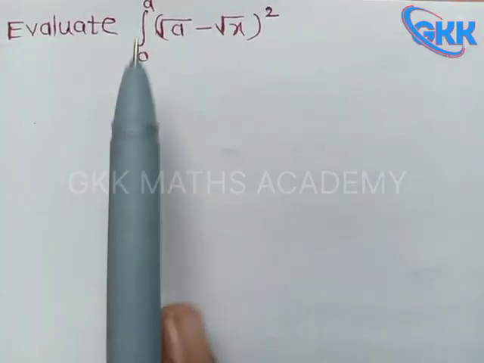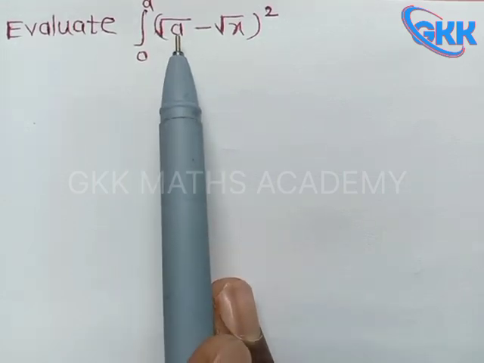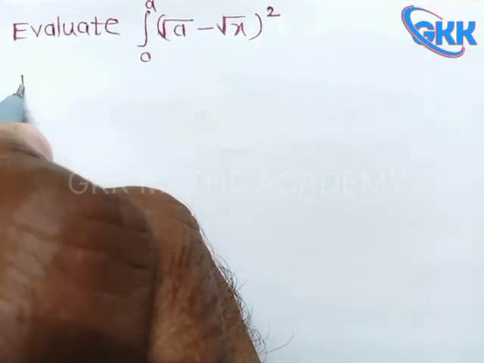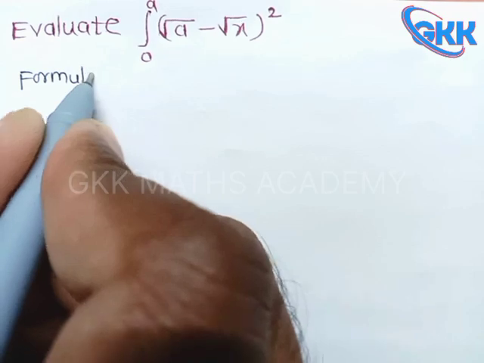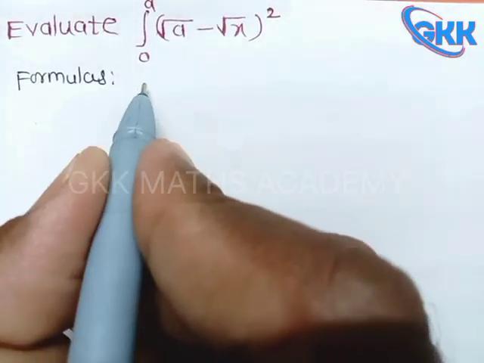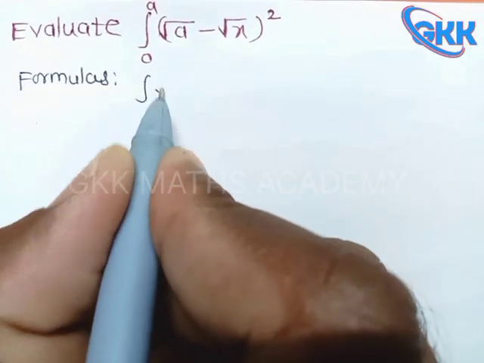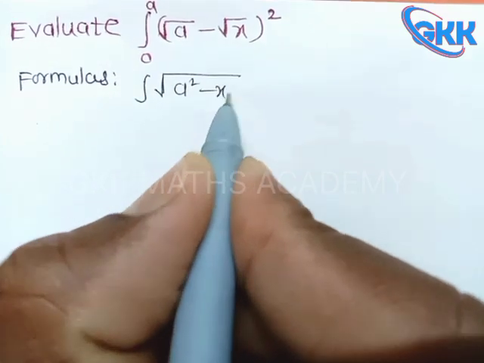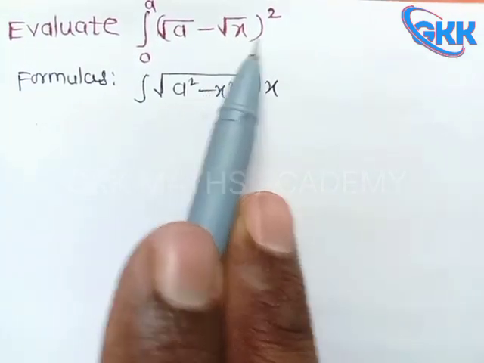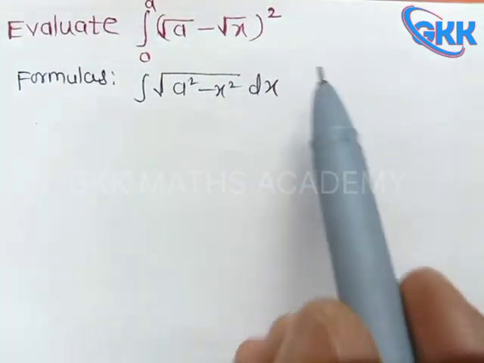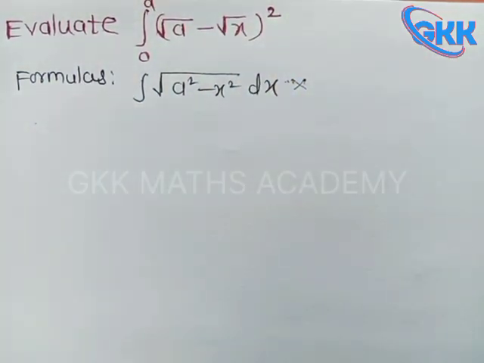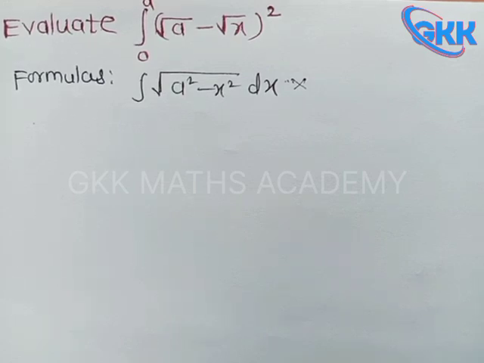Evaluate the integral of 0 to a of square root a minus root x whole square. Now, the formulas we are going to use. In this one, please try to observe here. Most of the students get confused, as it is in the form of a square minus x square dx, as in the previous one, but this is square root a minus square root x whole square. We are not going to use that formula. So here a minus b whole square we will use.